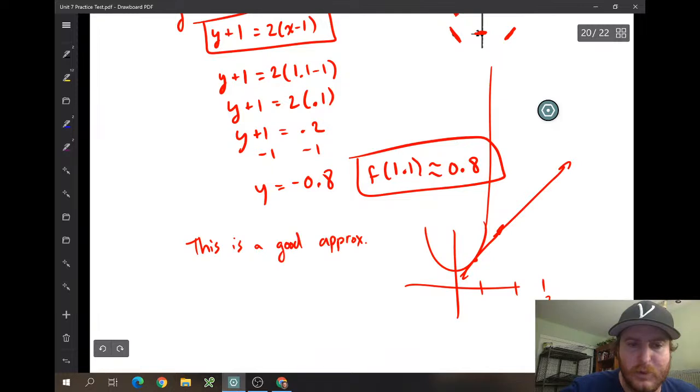for f of 1.1 because x equals 1.1 is close to the x value of the tangent line.